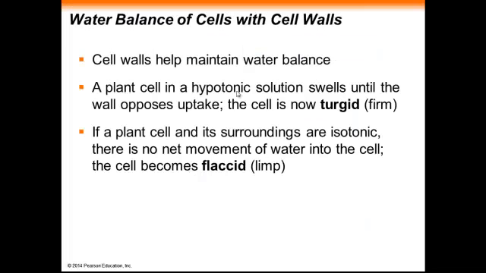Again, if a cell is in a hypotonic solution, it's going to swell. So in a plant, we would call this a turgid or firm situation. This is the preferred situation for a plant. It doesn't want to be in an isotonic solution because it can actually become limp. It wants pressure inside, so it wants more water inside in order to be healthy.